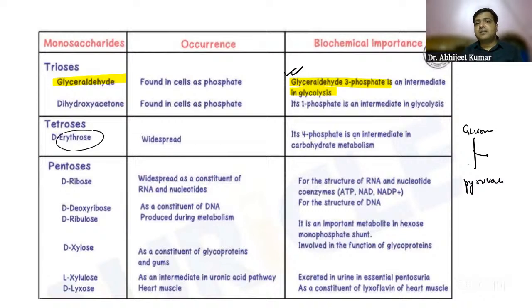Erythrose is an intermediate in carbohydrate metabolism. All the metabolism we'll be discussing in detail. Ribose, guys, is especially required for the structure of RNA, ATP, NAD, NADP. For the structure of DNA, deoxyribose is required. So these are all very, very important, guys. You just have to remember all these.